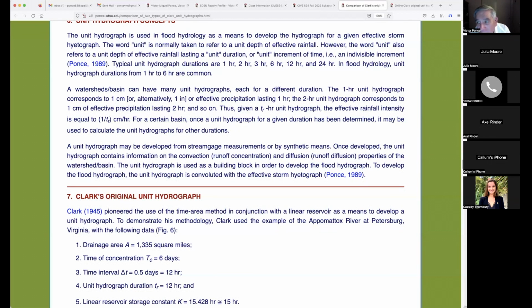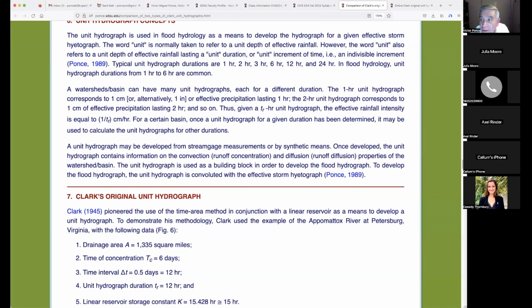Because the convection was not the problem. The problem was the diffusion. And Sherman identified that and created his unit hydrograph because it's the element to create diffusion, right? Clark didn't do it that way. He recognized the convection was important, but he said, well, I need to add something in there. I'm going to add the diffusion through a linear reservoir, which K I'm going to calculate. And that's the way they did it.